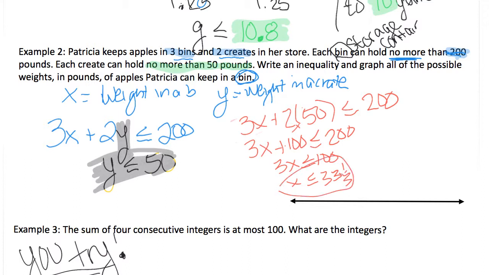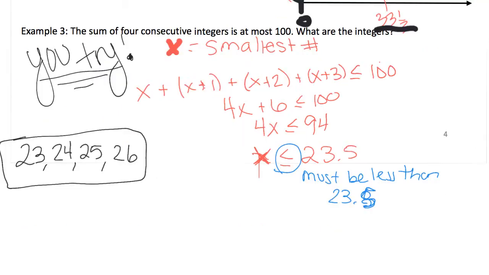So a bin can only hold up to 33 1/3 pounds. On the graph, it's going to be a closed circle going to the left, because at most it could hold up to 33 1/3, and it goes all the way to 0. Okay, so now I want you to look at example number 3 and you try. Pause the video now, and then when you're done, check your answer at the end.